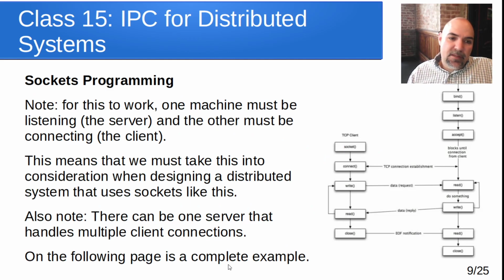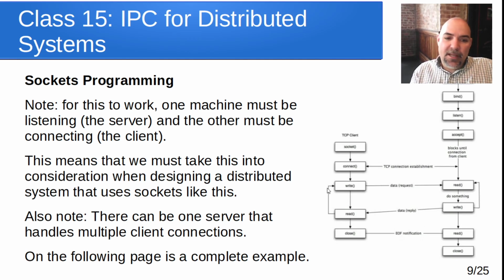Okay, so one thing to note here is that for this to work, one machine has to be listening. That's the server that we just looked at the code for over there. Notice here are the steps for that server. Create the socket, you bind, you listen, and then a connection gets accepted. That blocks until a connection comes in. Once a connection comes in, we read and write. And when we're done, we close that socket.